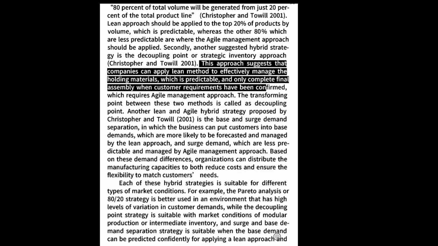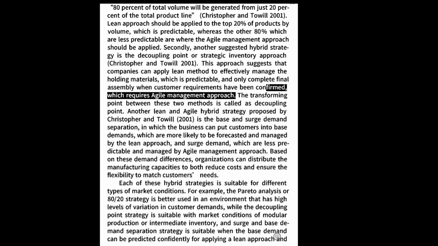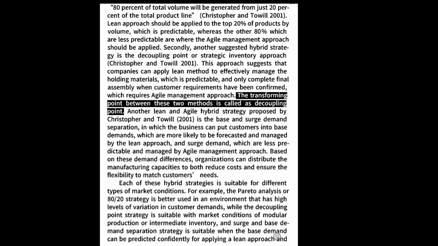This approach suggests that companies can apply lean methods to effectively manage the holding materials, which is predictable, and only complete final assembly when customer requirements have been confirmed, which requires an agile management approach. The transition point between these two methods is called the decoupling point.